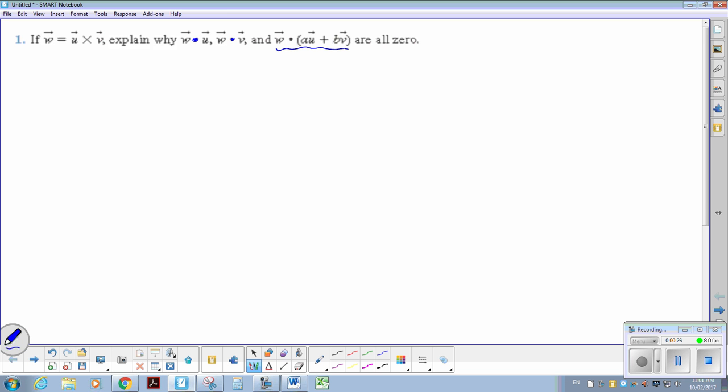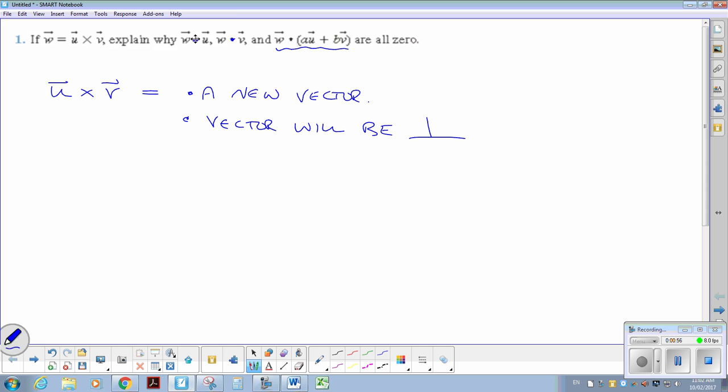Well, we know that when you take the cross product of two vectors, U cross V, you're going to get, first of all, a new vector. So the result is a vector. And secondly, the vector will be perpendicular. Good spelling. That's why I'm teaching math. The vector will be perpendicular, so it will be perpendicular to the original vectors.